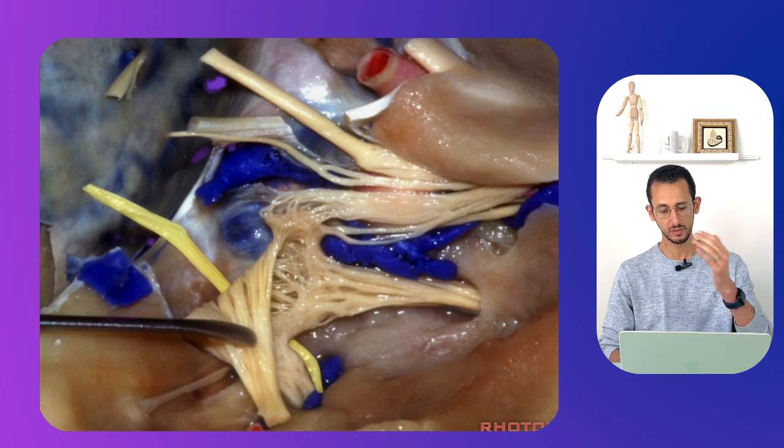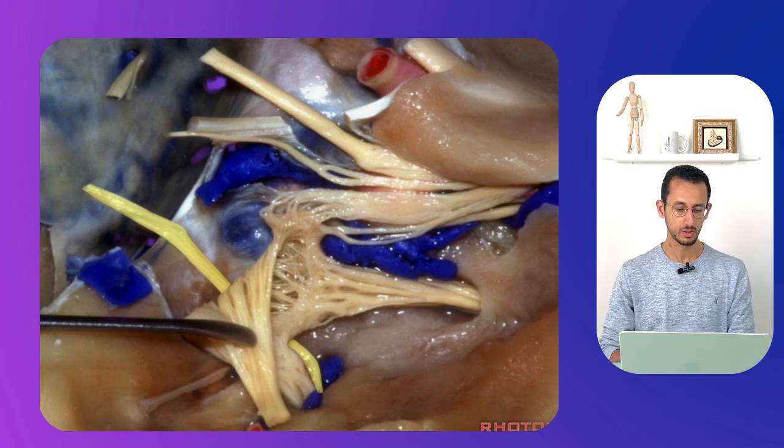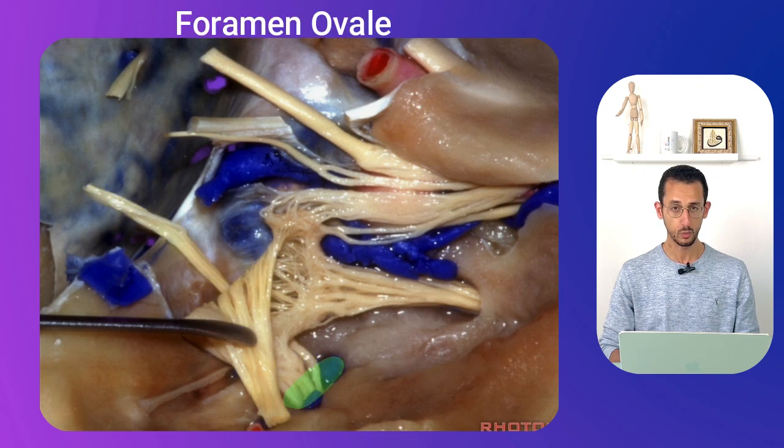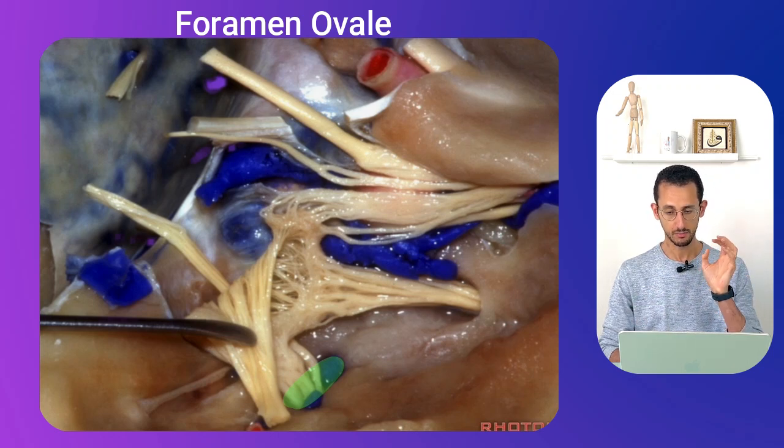Here we are moving the sensory part of the trigeminal nerve so that we can see the more medially located motor division. So the motor part, as you can see highlighted, passes medial to the sensory root and exits through the foramen ovale with the mandibular nerve. So the foramen ovale will have the mandibular nerve and the motor root of the trigeminal nerve.